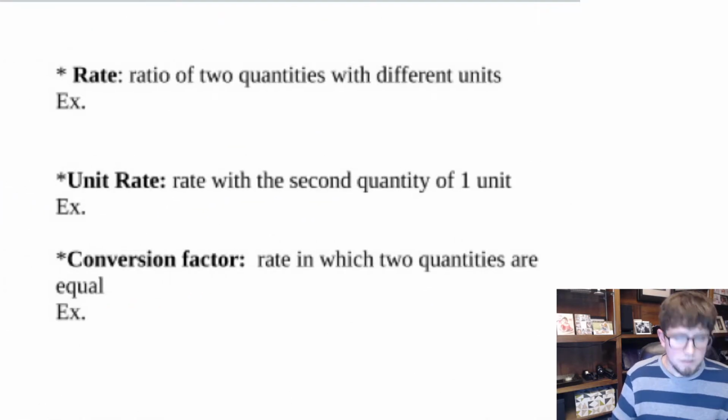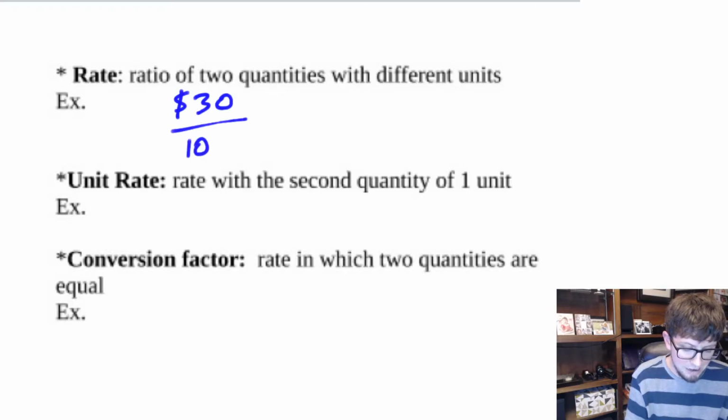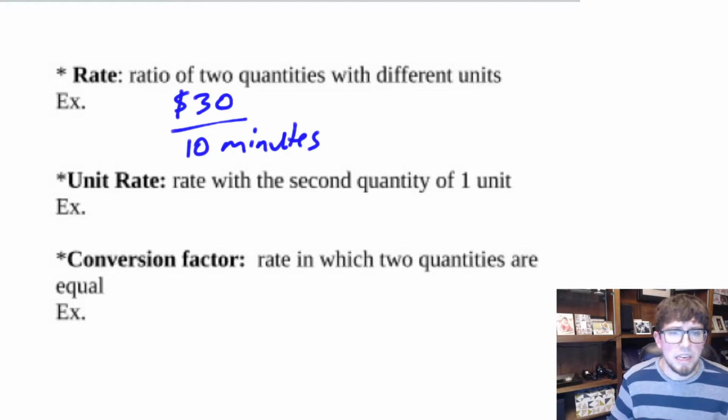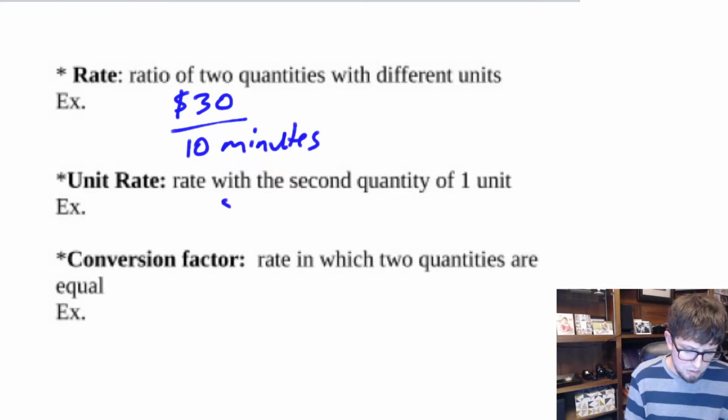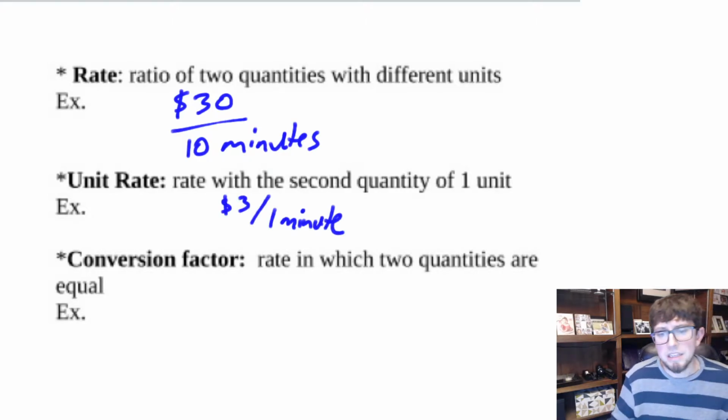A couple more definitions. A rate is the ratio of two quantities with different units. So let's say we had something like $30 for 10 minutes. That's a rate. As long as they have different units, like here it's dollars and minutes, it works. Then there's something called a unit rate. So if that was the amount of money for 10 minutes, how much for 1 minute? In other words, the bottom number, or the second quantity, if you will, has to be 1. So here that's going to be $3 per 1 minute. And that's the unit rate.